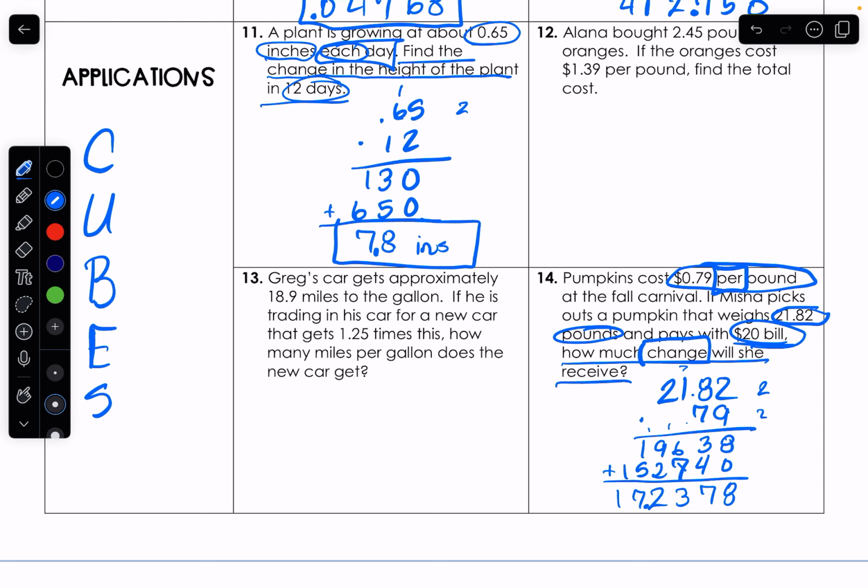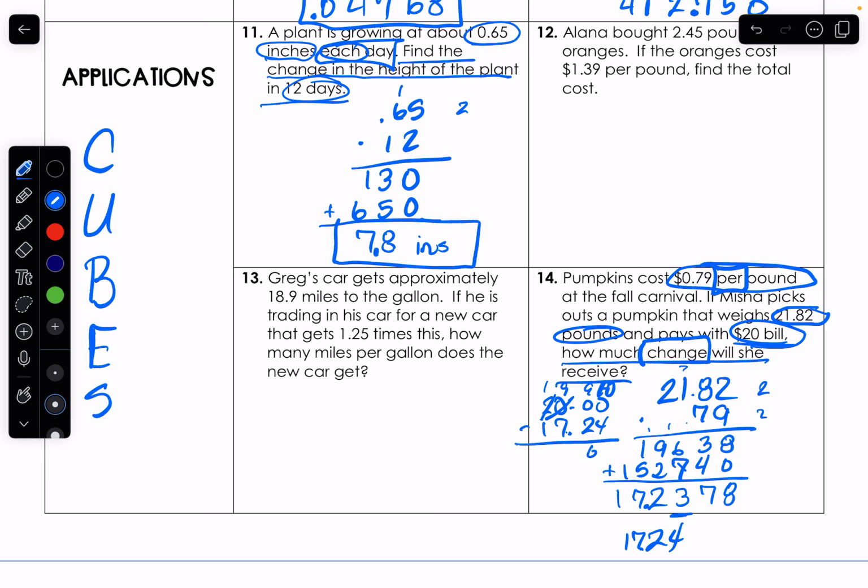And we're going to use our mind here. How am I going to rewrite this? Well, money never goes out to the nearest 10,000ths, so we're going to round to this place value. So we're going to say that the pumpkin's going to cost $17.24. So now we do our math. 20 minus 17.24, using yesterday's concepts. 2 zeros, regroup, 1, 9, 9, 10.